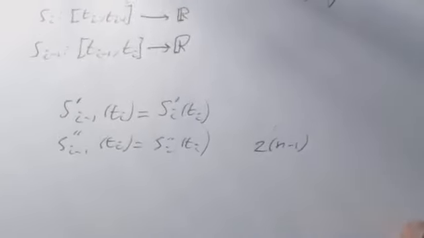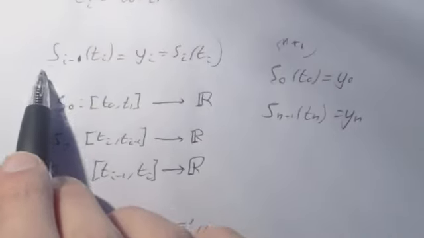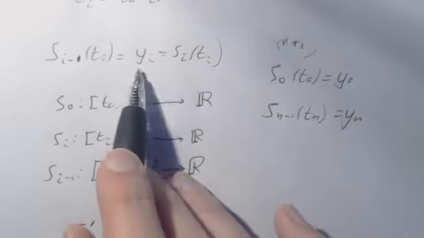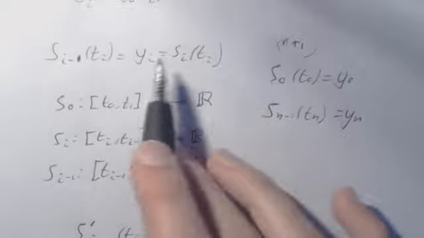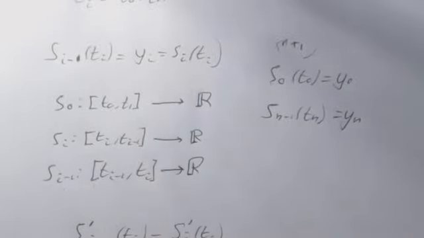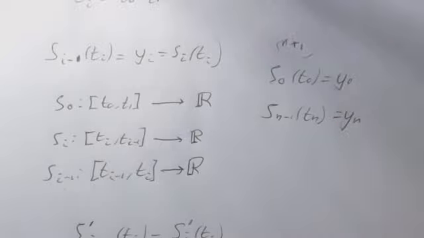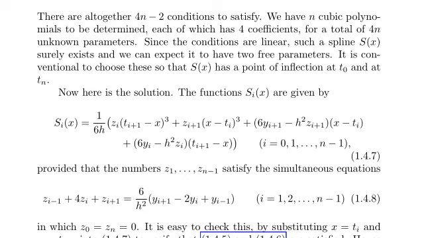Oh no, I see why it's 2n conditions now, because this here is actually 2 conditions, S_{i-1}(t_i) = y_i and S_i(t_i) = y_i. Considering them as 2 different conditions, we have 2n minus 1 plus 2, so it's 2n conditions there. So there are altogether 4n minus 2 conditions to satisfy.